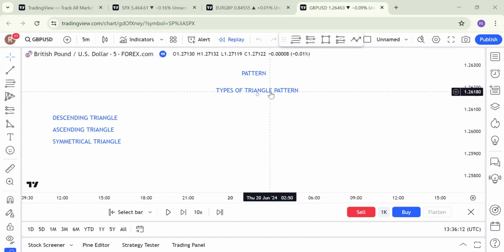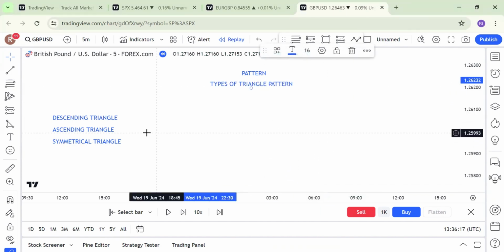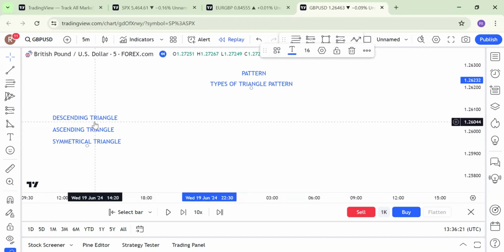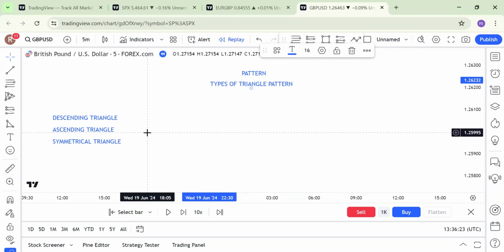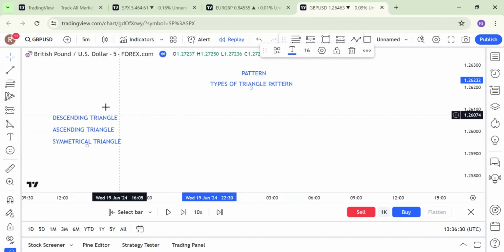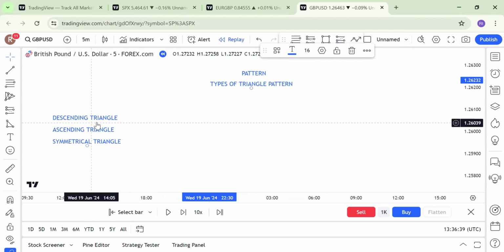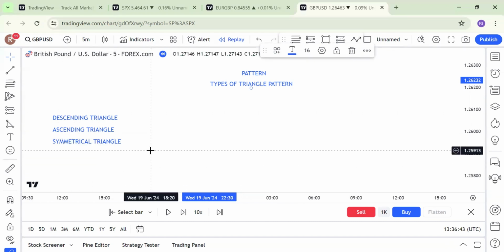Without wasting much of our time, I'm going to be delving into triangle pattern. When it comes to triangle pattern, we have three types that I want to show you. Many other people can show you different kinds of triangle, but this is basically what I know that I am teaching you. As much as light in me is what I am going to give to you. So we have the descending triangle, the ascending triangle, and the symmetrical triangle.